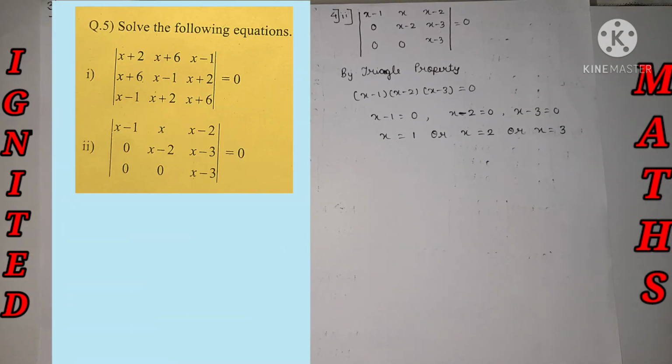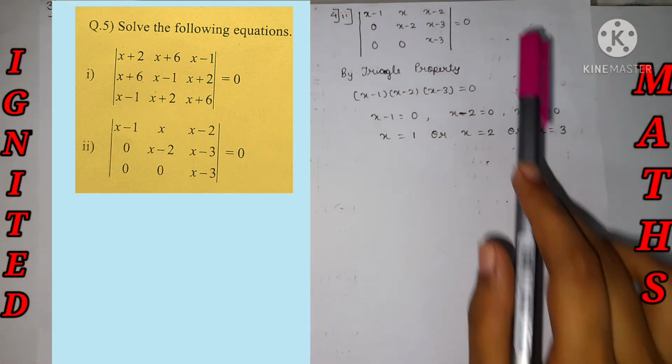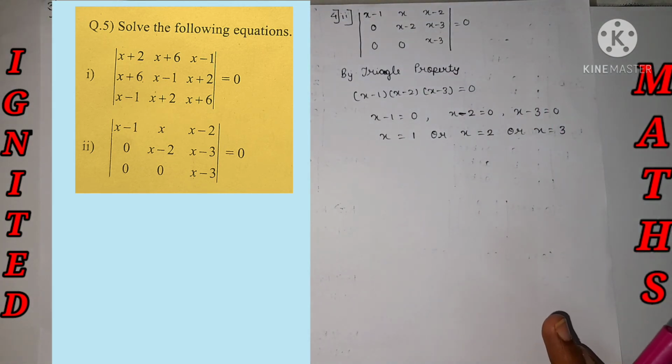Main question, they have said to solve the following equation. Solving the following equation is nothing but finding the value of x. They have given it in the determinant form, and the value of the determinant is also given as 0. We just need to find the value of x.